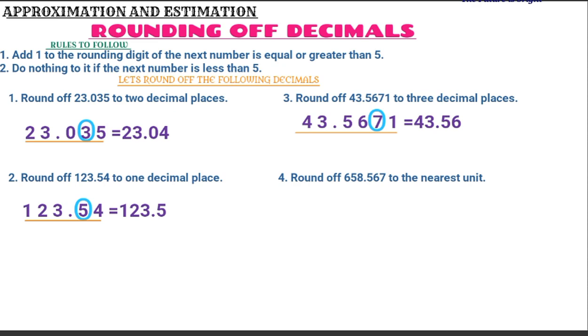So rounding off this number to 3 decimal places will give us 43.567. We have rounded off this number to 3 decimal places because 1 is the number at the end and is less than 5, so we have done nothing to 7, or we have added 0 to 7. So rounding off 43.5671 to 3 decimal places will give us 43.567.